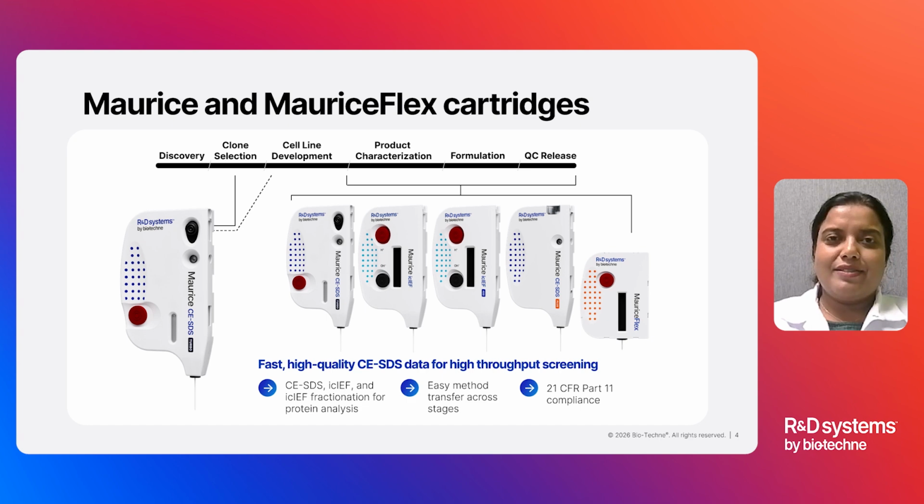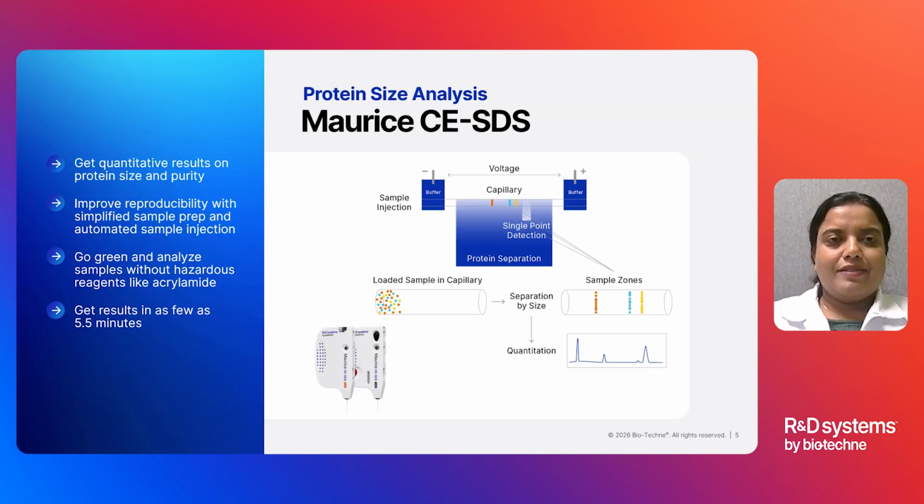For protein size analysis, Maurice CE-SDS delivers highly reproducible results through streamlined sample preparation and fully automated sample injection. Unlike traditional SDS-PAGE, it requires no acrylamide gels and generates significantly less laboratory waste, making it a more sustainable analytical solution. The technology also provides a substantial gain in speed and efficiency. While maintaining high data quality and quantitative performance, CE-SDS can generate results in as little as 5.5 minutes per sample, enabling faster decision-making and accelerated workflow.